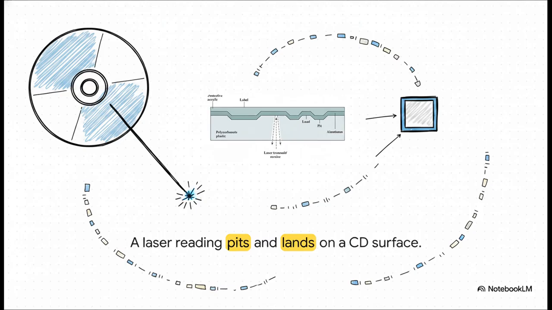Unlike a magnetic disk that alters tiny magnetic fields, an optical disk physically stamps data into a clear polycarbonate plastic surface. A highly focused laser shines up at it. When the laser hits a flat surface, which we call a land, the light reflects back brightly. But when it hits a slightly recessed pit, the light scatters. A photosensor reads these bright and dim reflections as digital ones and zeros. And since it's really just stamped plastic, it can be mass replicated and manufactured for literally pennies.